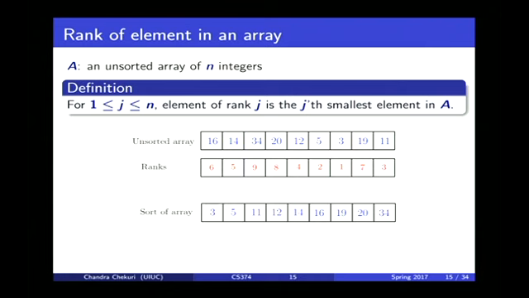So the more general problem here is, I give you an unsorted array and I want to find an element with rank j. What is an element of rank j? We sort the array and look at the position of an element in the sorted version, and that is its rank. What is the rank of the smallest element? 1. What is the rank of the largest element? So what is the rank of the median?